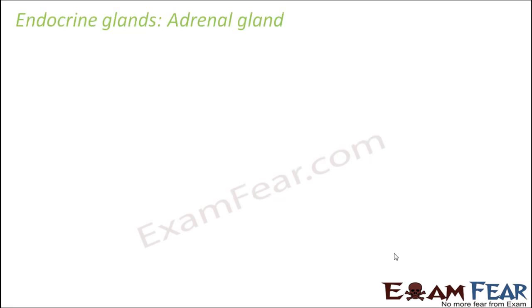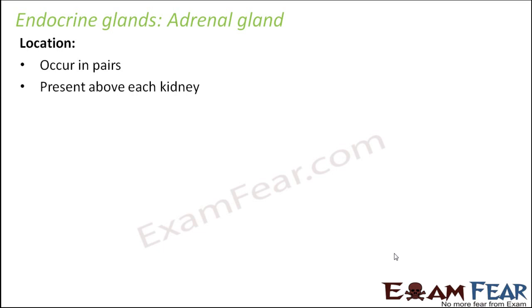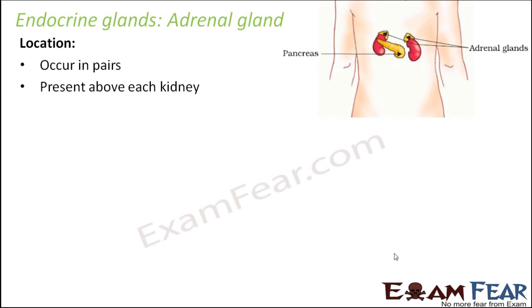Let us look at the next endocrine gland, that is the adrenal gland. So let us see where these glands are located. As I had mentioned before, they are located just above the kidney. Now there are two kidneys in our body, so these glands also exist in pairs, one above each kidney. So they are present above each kidney somewhat like this. Here you can see the red colored structures are the kidneys, and just above the kidneys you have two yellow colored structures, and they are the adrenal glands.